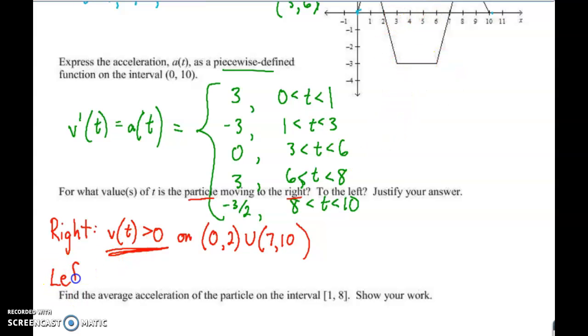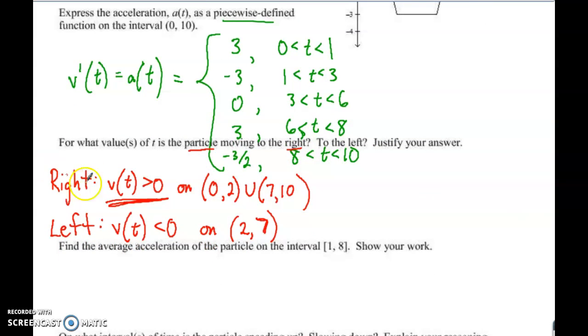So that means the particle is moving to the left where the velocity is negative, and that's everywhere else. And again, I'm just giving open intervals. I'm not going to worry about closed intervals right now.